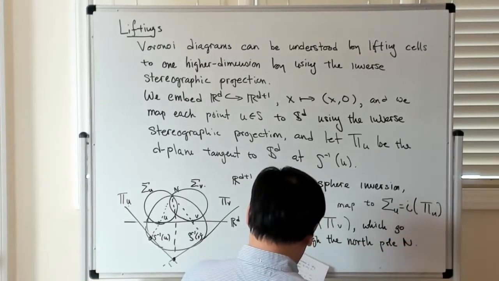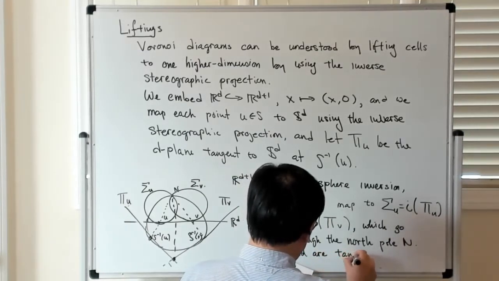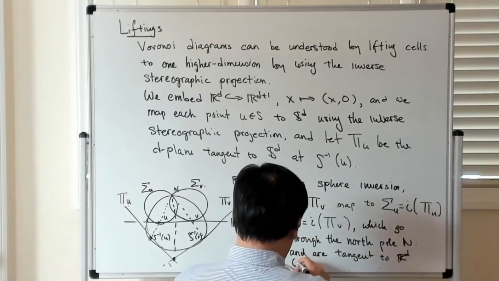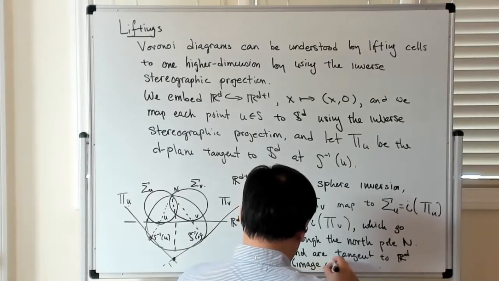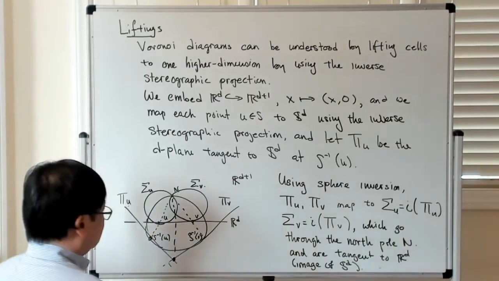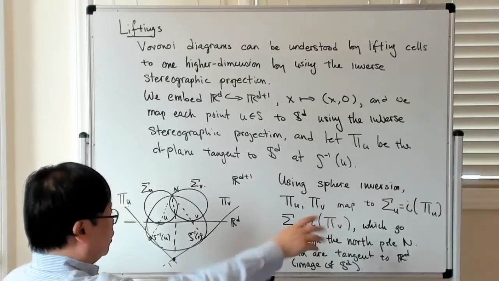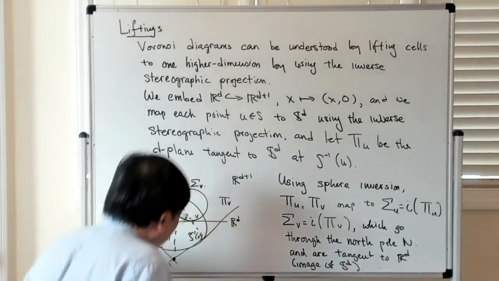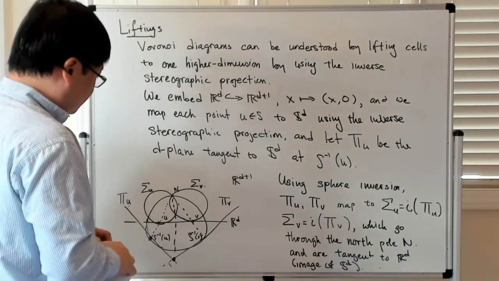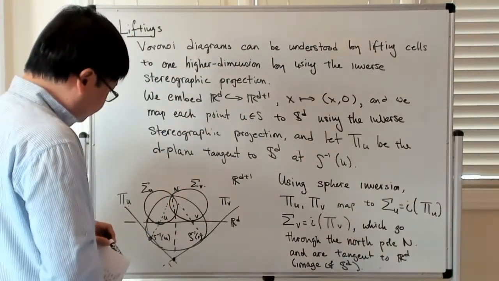N, right, and a tangent to RD. Okay, and that's because RD is the pre-image of this SD by the sphere inversion, which defines the stereographic projection. I should say that all the sphere inversions we're talking about are the ones used to define the stereographic projection, which means it has a center at the north pole, and stuff like that.